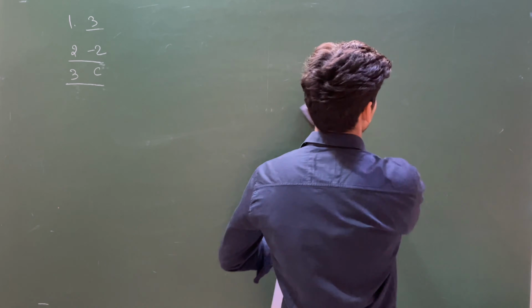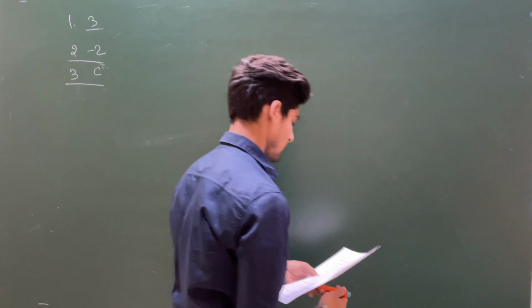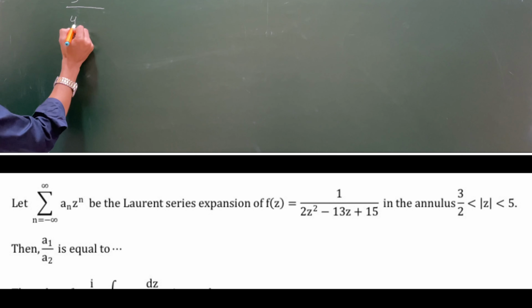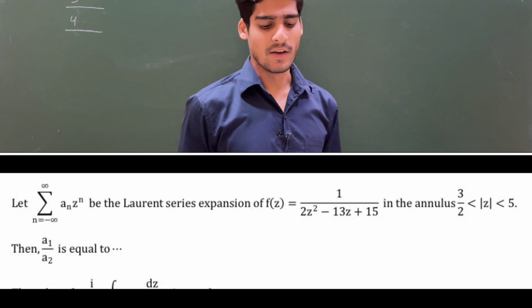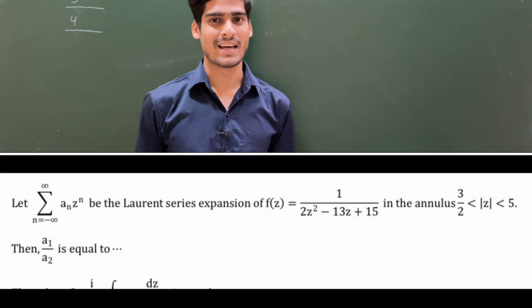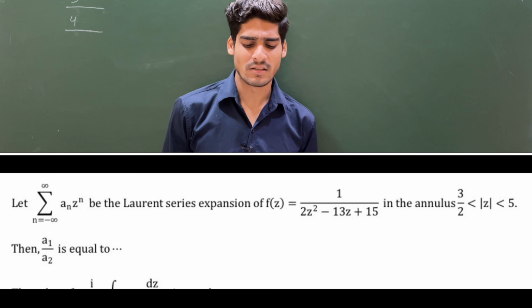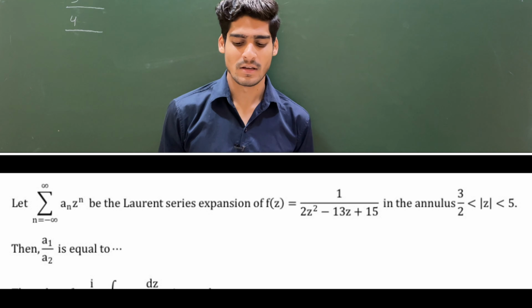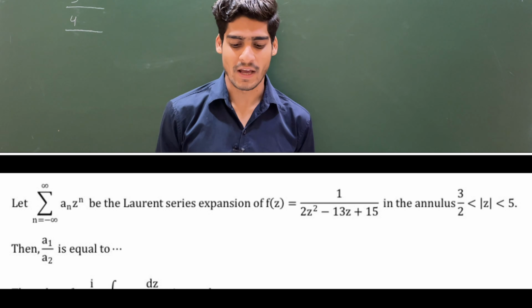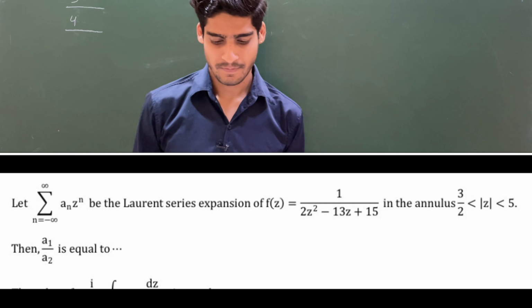Question number 4. This is based on Laurent series expansion. If you observe the CSIR NET examination, they do not ask any question on Laurent series. But in the GATE examination, you may get a question every year from Laurent series.